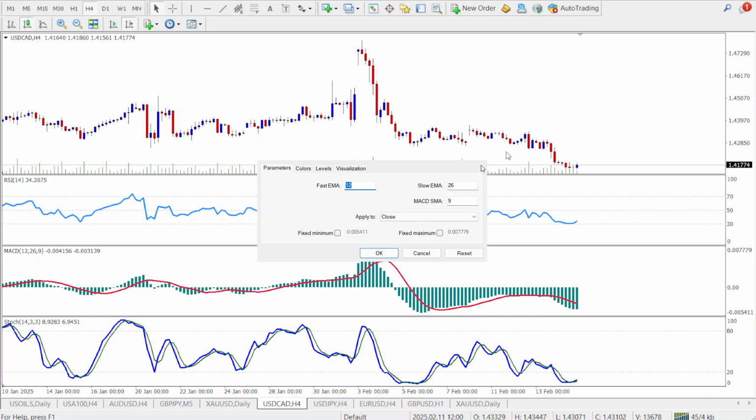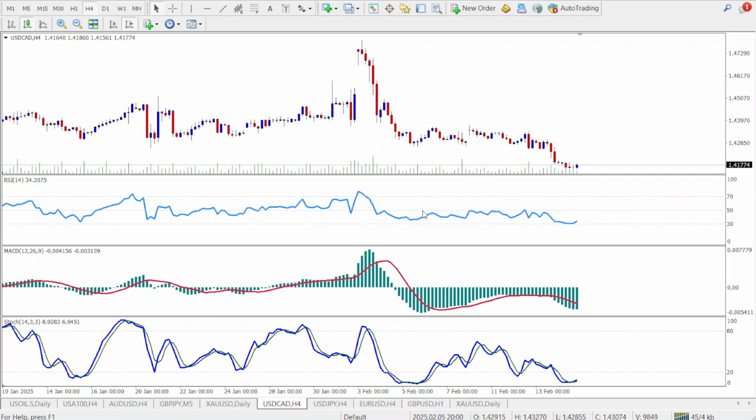So now, how do you use the MACD? When it crosses above the signal line, it's a bullish signal. But when the MACD line crosses below the signal line, it is a bearish signal. So an upward crossover is a bullish signal, a downward crossover is a bearish signal.